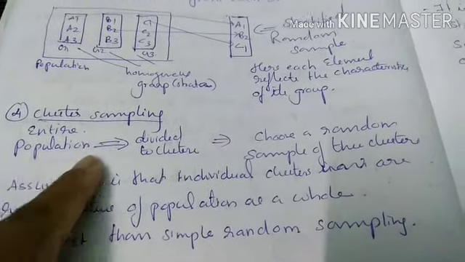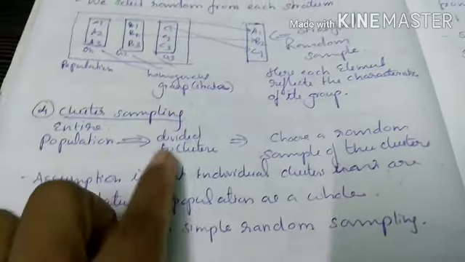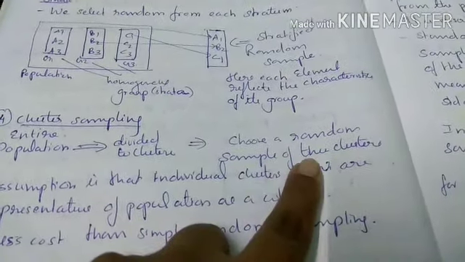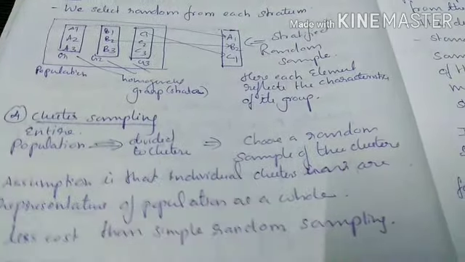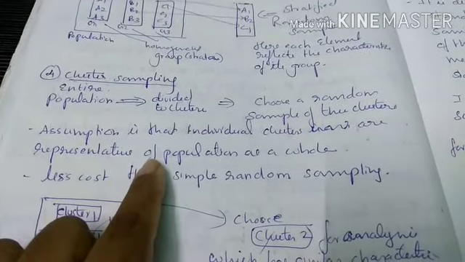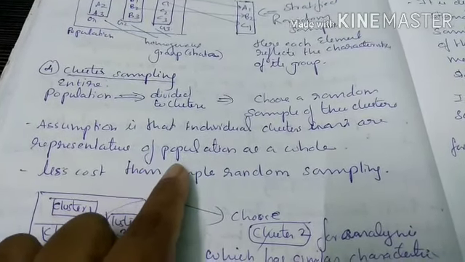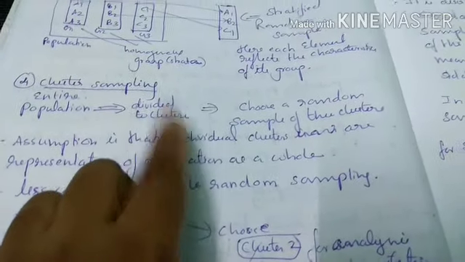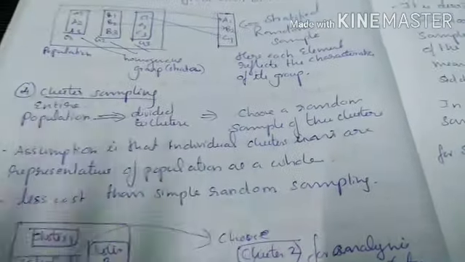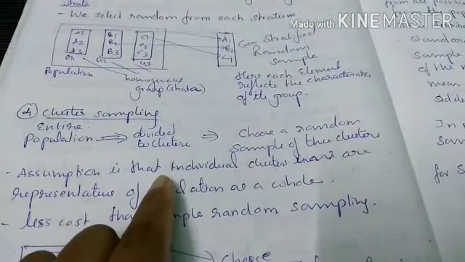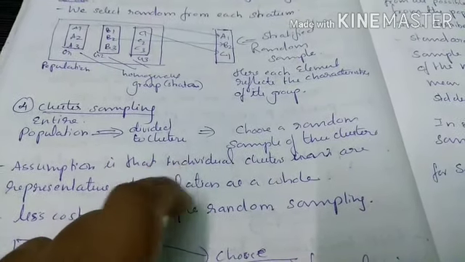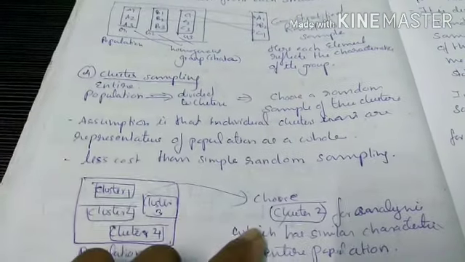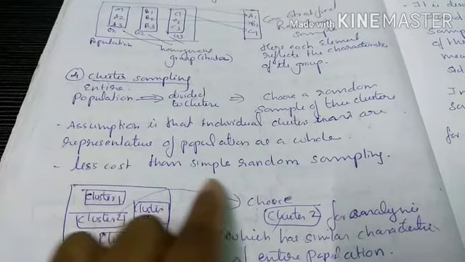Here the entire population is divided into clusters, meaning small groups. Here each member will not have the same characteristic in a single sample. Here we choose a random sample of these clusters. The assumption is that individual clusters are representative of the population as a whole. So we can see from here that each cluster will have people having different characteristics, so it will definitely show the characteristic of the whole population, and cluster sampling costs less than simple random sampling.